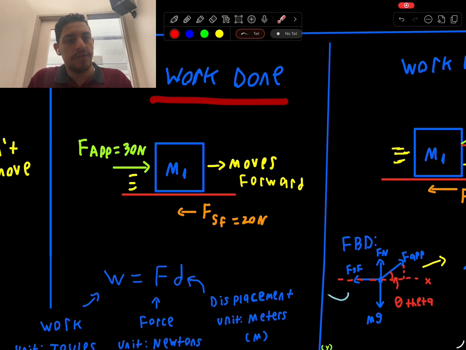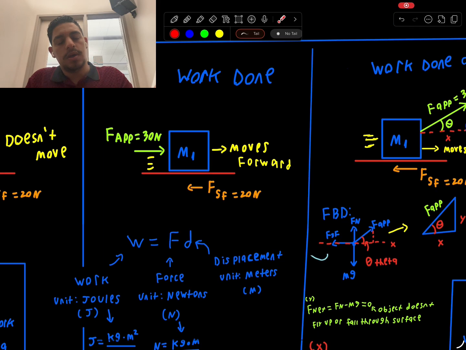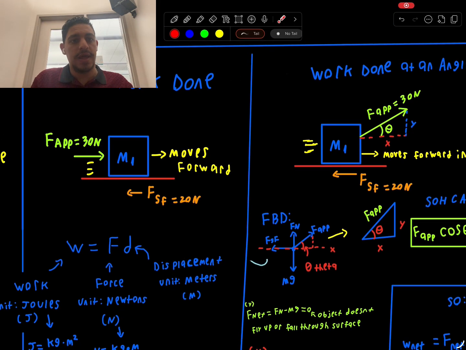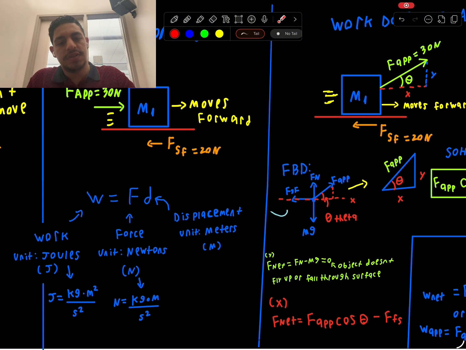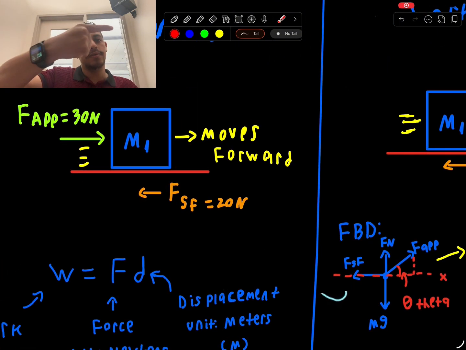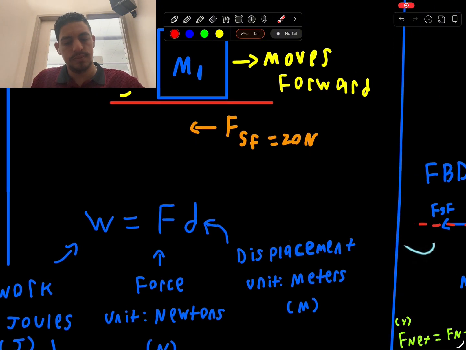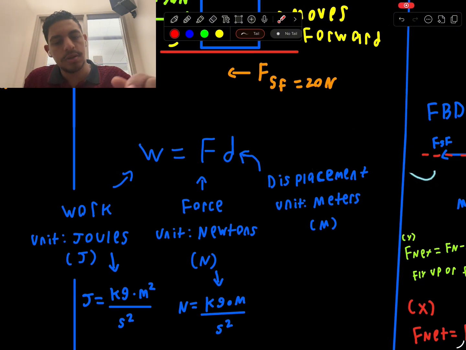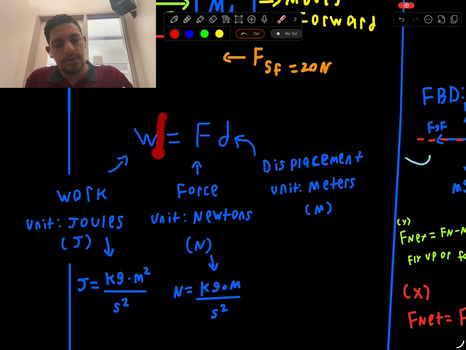Okay, so if we want to see what work done looks like, let's start with a complete flat plane, right? Just a flat plane. So you have some object here on a flat plane, and you have a force of 30 newtons going this way and 20 newtons of friction. So what happens is it starts to move, right? So it gets displaced. Okay, so we're going to ignore this side right here, and let's just focus on this.